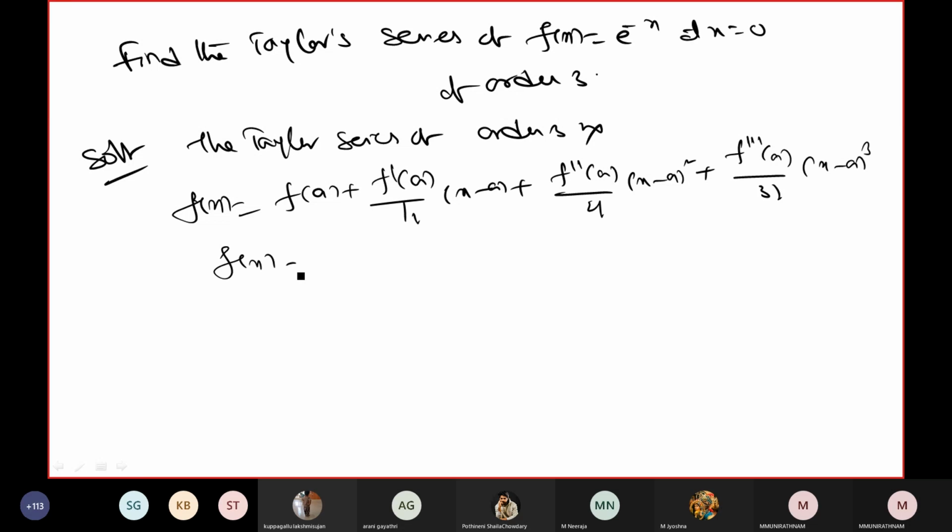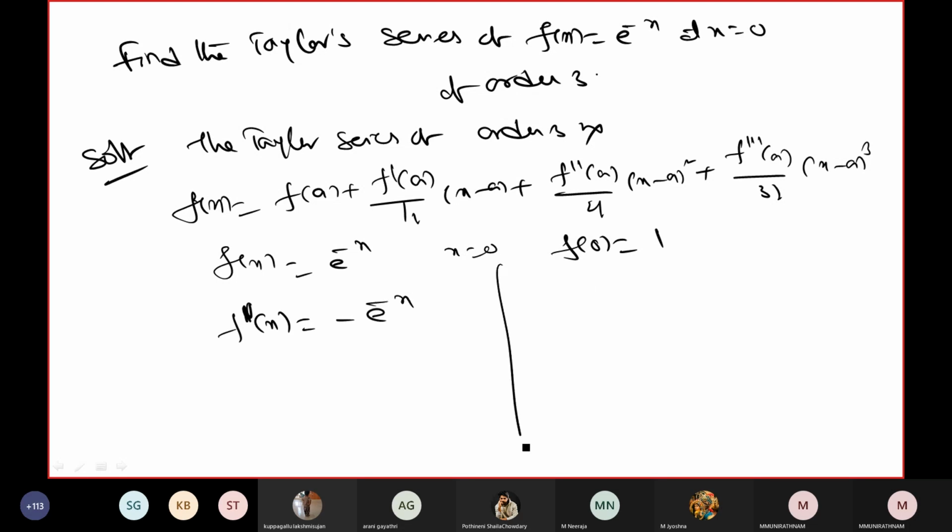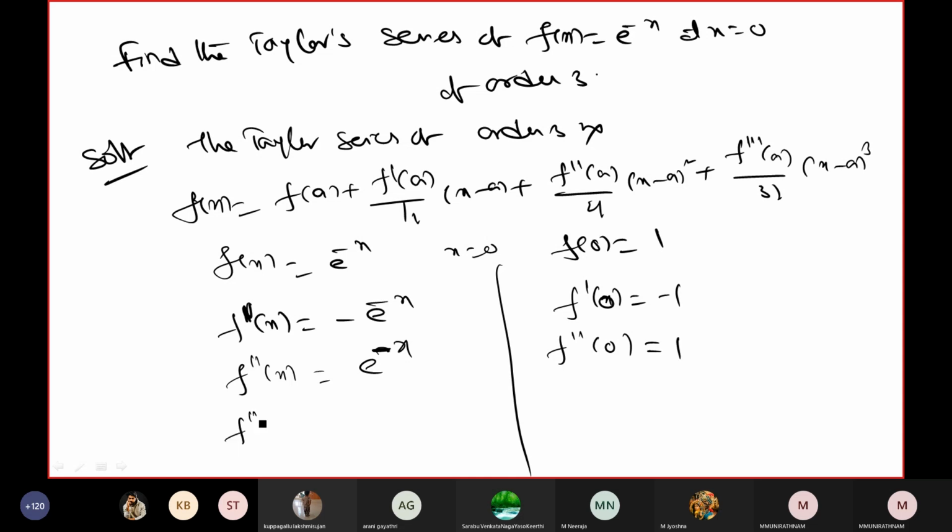So what is f of x? We have e power minus x, at x equal to 0. f of 0 is e power 0, which is 1. f dash of x, what is f dash of x? Minus e power minus x. f dash of 0 is minus 1. f double dash of x is e power minus x. f triple dash of x is minus e power minus x.